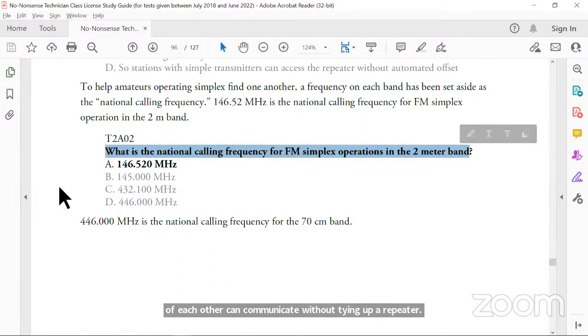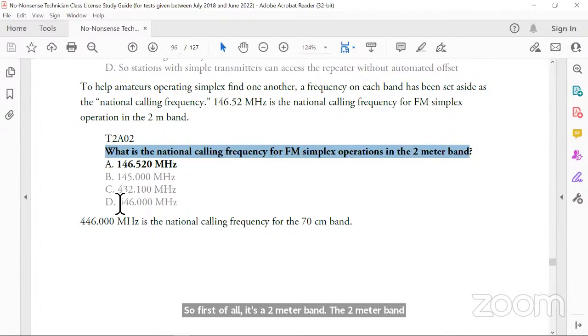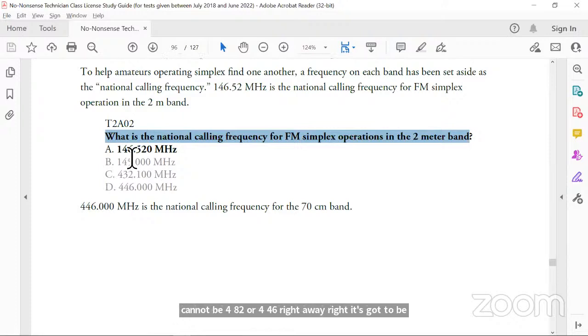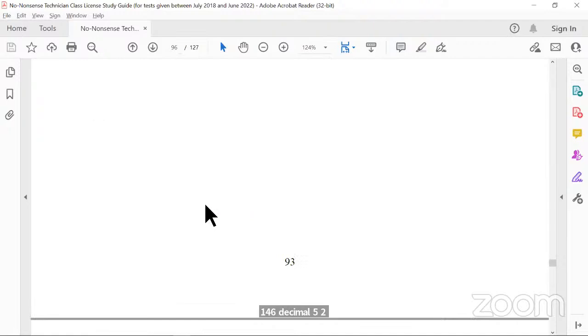Okay, next one. What is the national calling frequency for FM simplex operation in the 2 meter band? So, first of all, it's the 2 meter band. The 2 meter band is what? The 144 megahertz band, right? So the answer cannot be 432 or 446 right away. It's got to be one of these. But the correct frequency for the calling frequency on the 2 meter band is 146.520 megahertz.